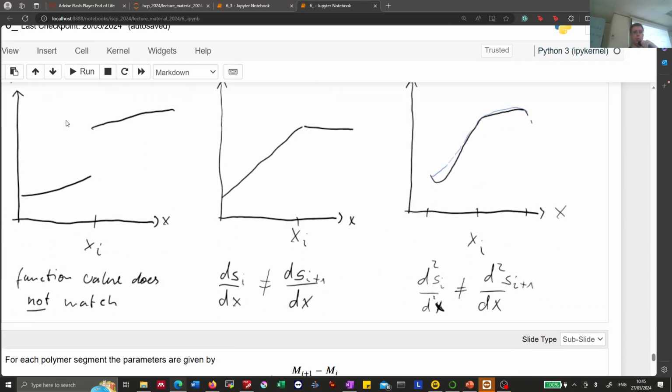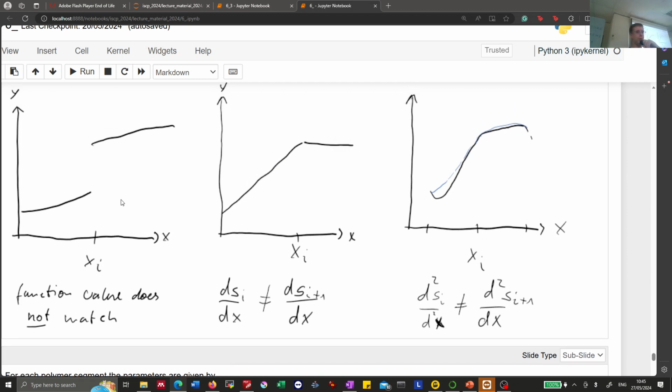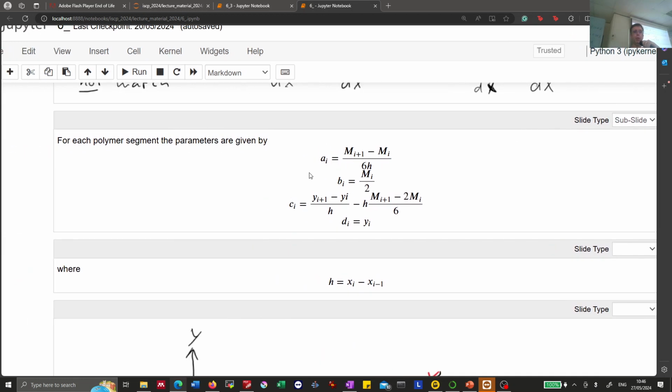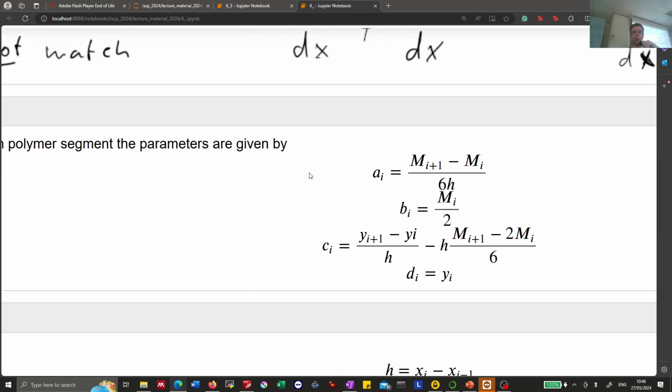Okay, so we match function values, we match gradients, and we match curvatures at these points. In the figures, I do not match function value on the left. I do not match derivative, and I do not match curvature. So these are not given. What we want is the exact opposite. Matching value, matching curvature, matching derivative.